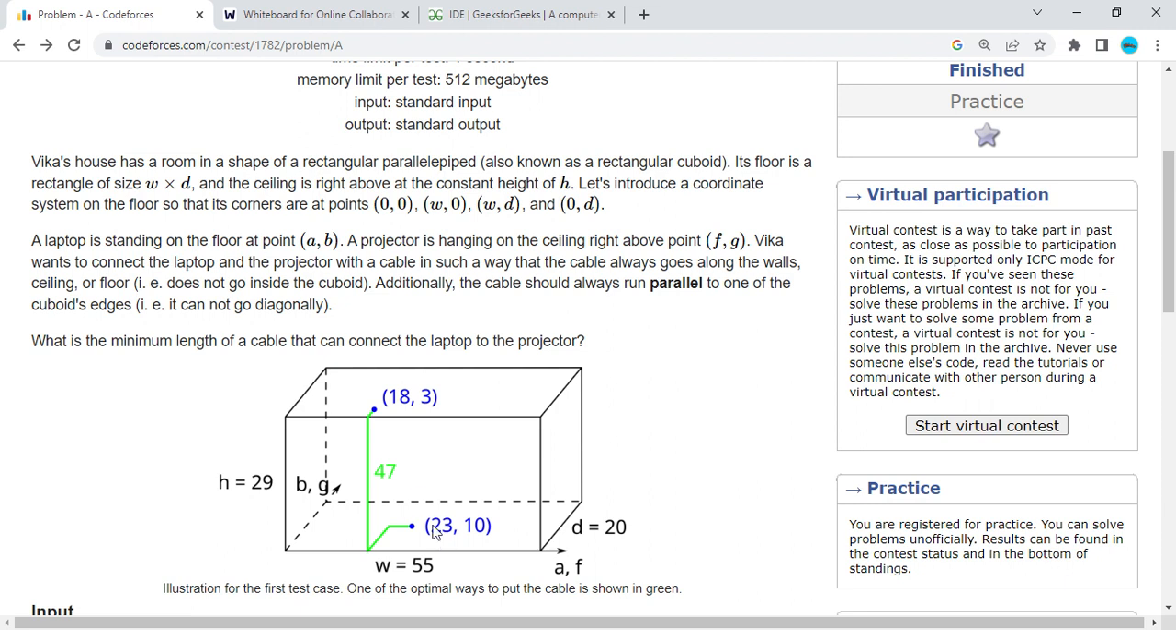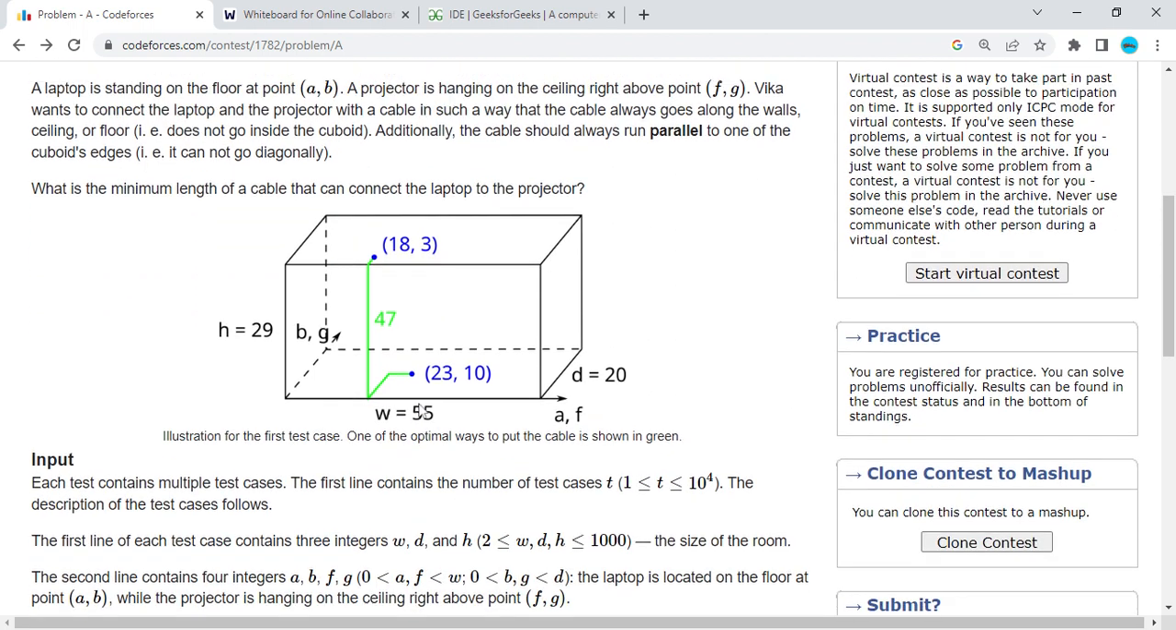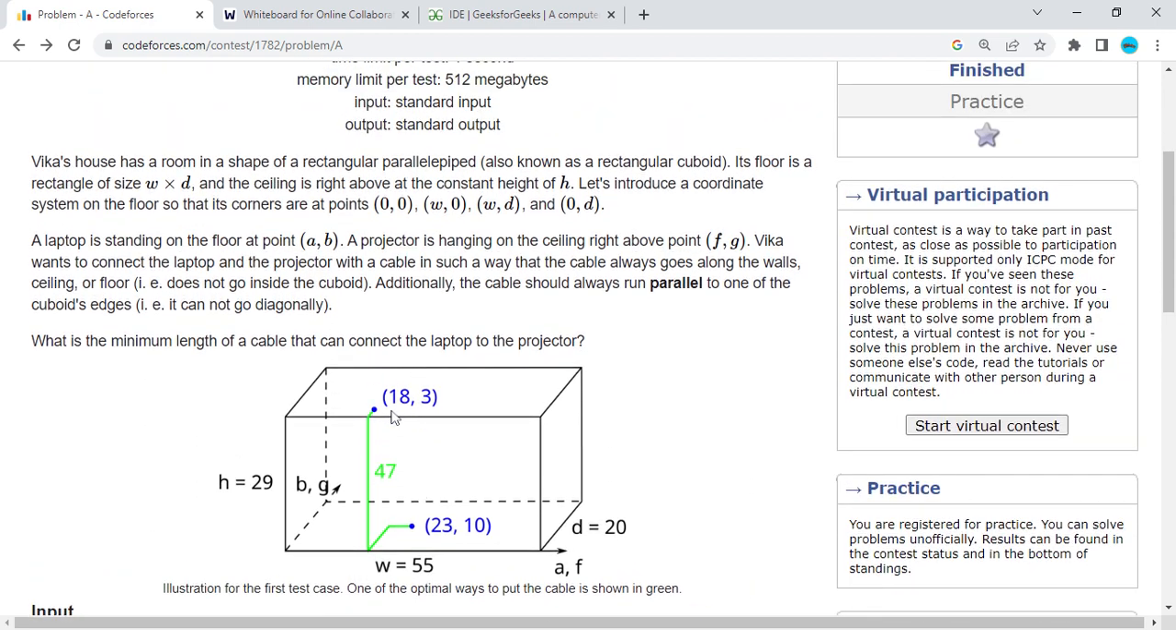The laptop has dimension a comma b, which in this figure is equal to 23 comma 10, and the projector has dimension, or point, f comma g, which in this case is equal to 18 comma 3. Now what the question wants is that we have to find the length of the minimum wire which will pass through all the edges.